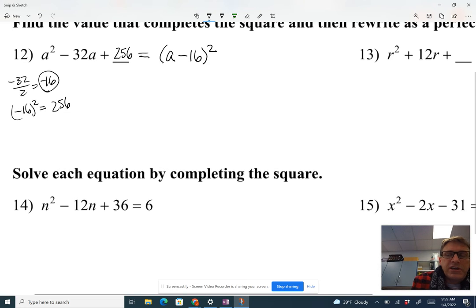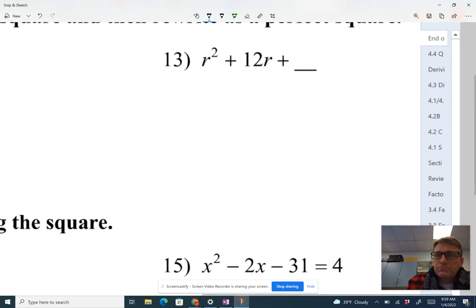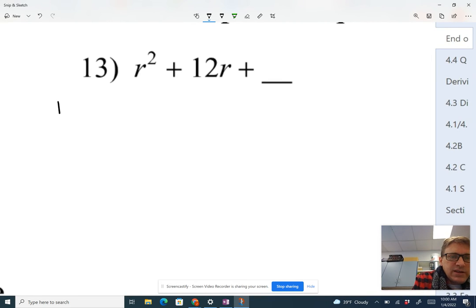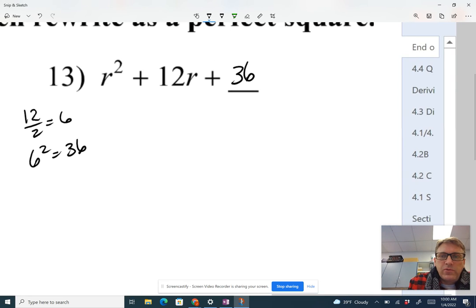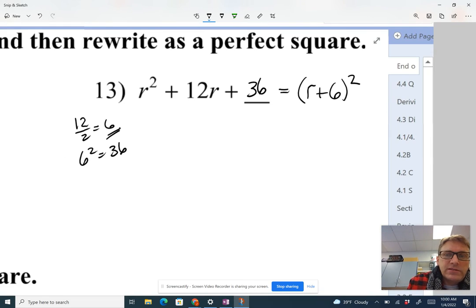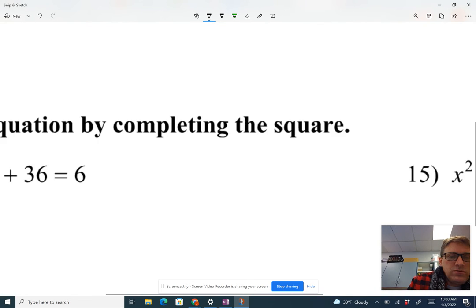And so let's look at 13. So with 13, we take, again, 12 divided by 2, 6. 6 squared is 36. And so 36 is what we add on here. But when we write it in factored form, we write r plus 6 squared. And that's how we complete the square.